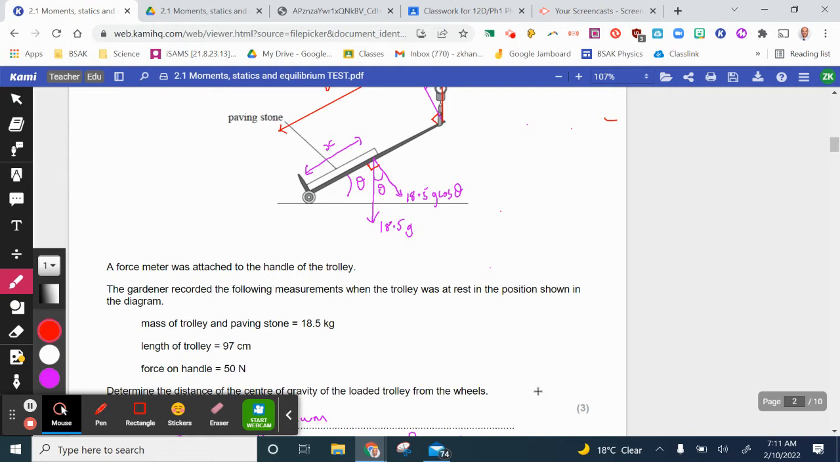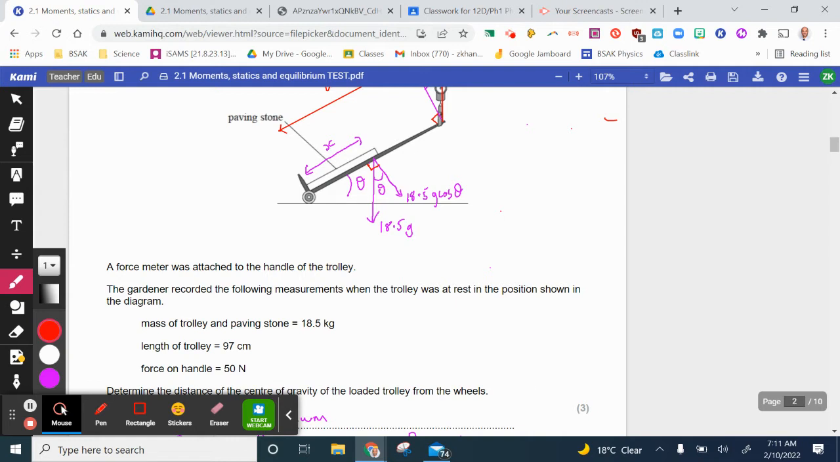So that's somewhere, because it's unevenly distributed, we're just going to pick a point where the center of mass of this trolley is, and it's somewhere along this line here. And it's not bang in the middle because there is a paving stone that's slightly offsetting the center of mass more down the actual trolley. So we've picked some point here, and that's 18.5 times 9.81, which is g.